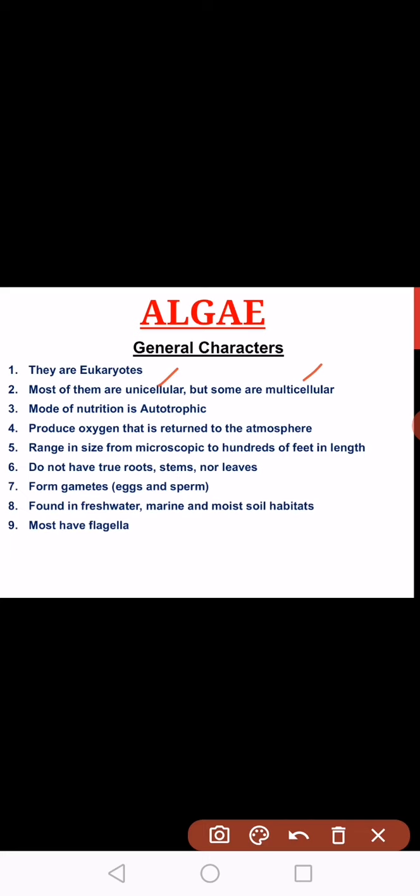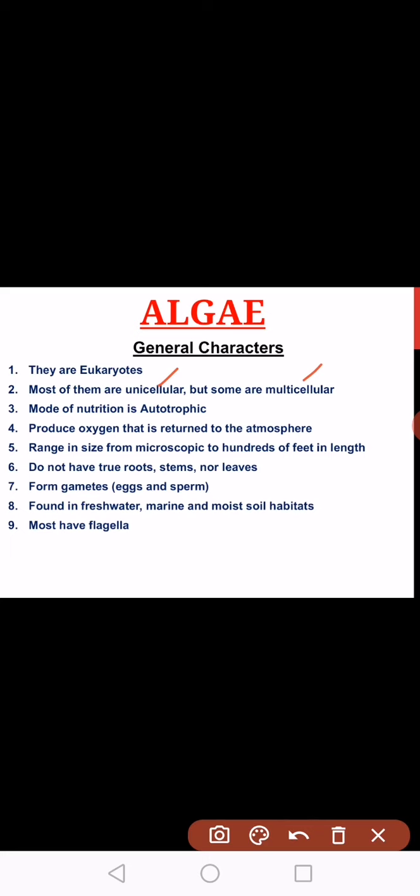Now we will move on to the third character, the mode of nutrition. Here the mode of nutrition is autotrophic or phototrophic. So what do you mean by autotrophic? Autotrophic means these organisms possess a pigment called chlorophyll. Because of the presence of this pigment, by using sunlight, they can synthesize their own food. Hence, the nature is autotrophic. So this is about the third character. We'll move on to the fourth character.